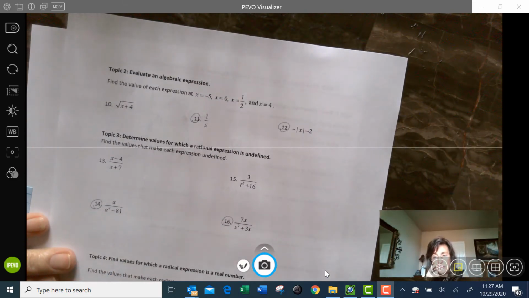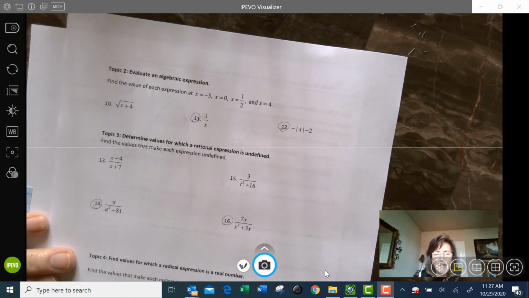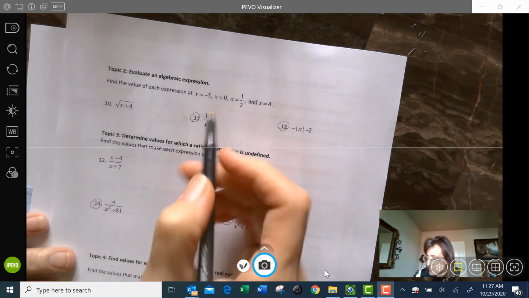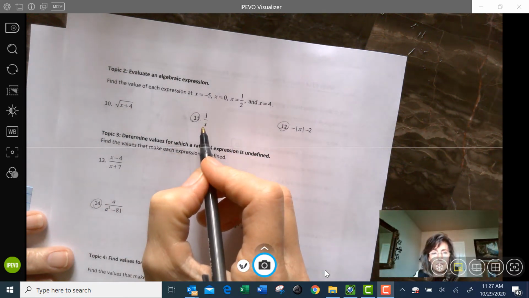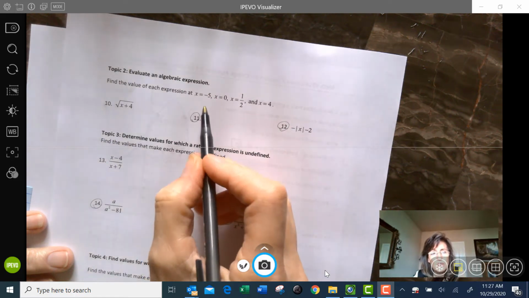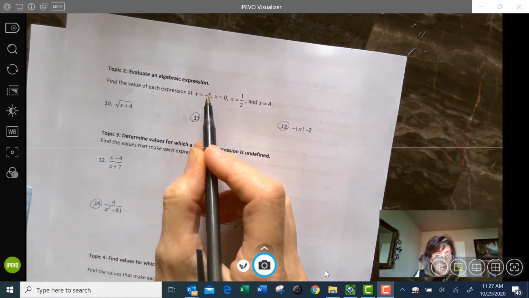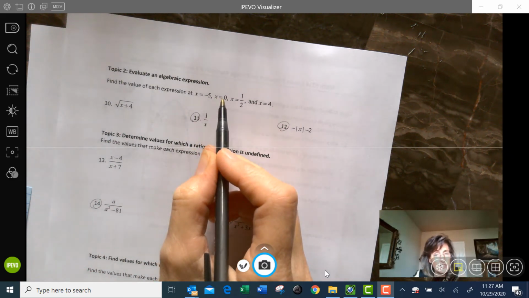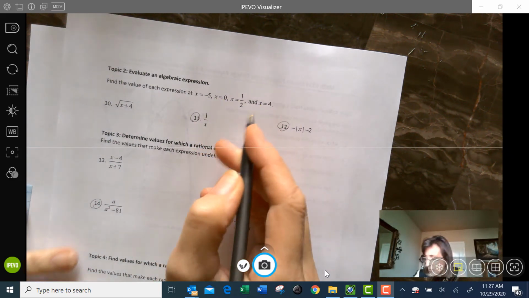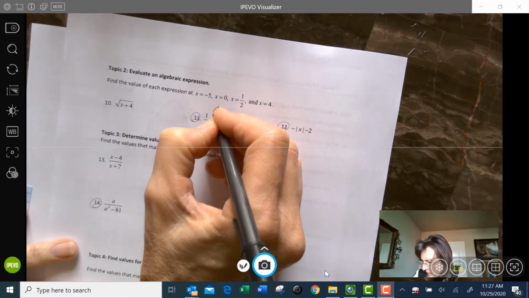Here's a transition to topic 2, and it says evaluate. When it asks you to evaluate, generally your answer will be a number. They're going to give you a number to plug in, and then your outcome will be your answer. So let's look at number 11. So what they want me to do is input an x value of -5 for the first answer, then for x equaling 0, 1/2, and 4. So I don't know, maybe I'll call this part A.